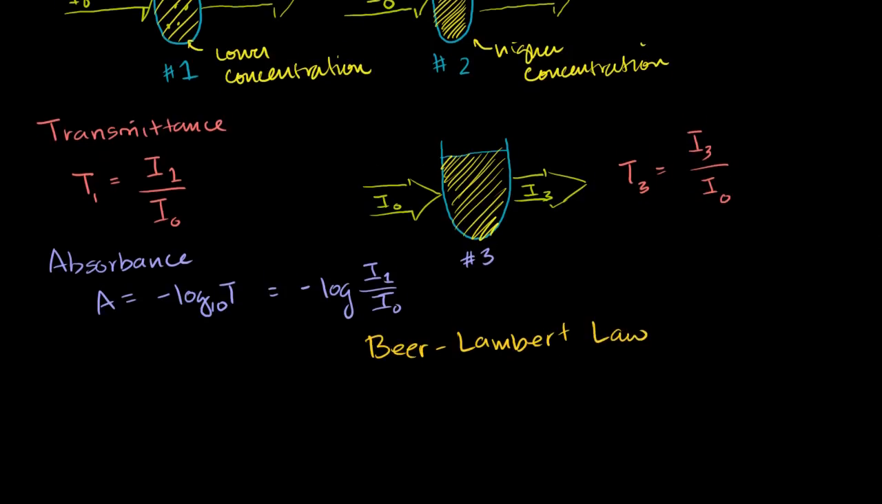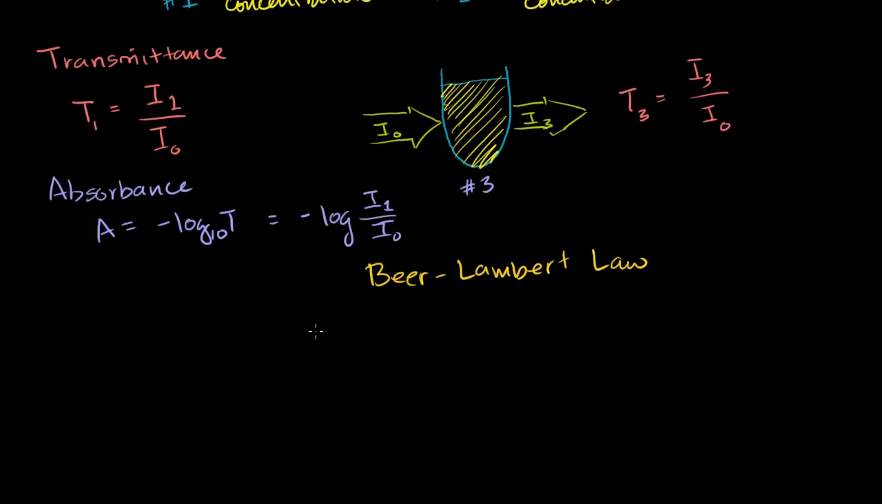law, and this tells us that the absorbance is proportional. I should write it like this. The absorbance is proportional to the path length. So this would be how far does the light have to go through the solution. So it's proportional to the path length times the concentration. And usually we use molarity for the concentration.